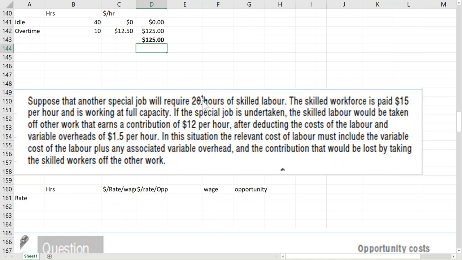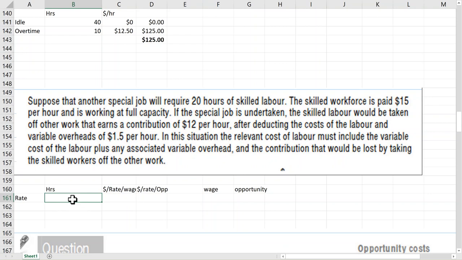We have 20 hours required, but we don't have capacity. It means we have to take it from another job, and we are paying our employees 15, and we are taking this from another job which earns $12 contribution. And remember, when we are diverting our employees from another job, then whatever contribution is earned from the other job, we will charge that to our customers.